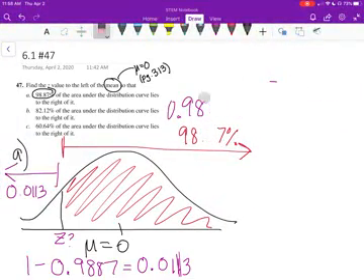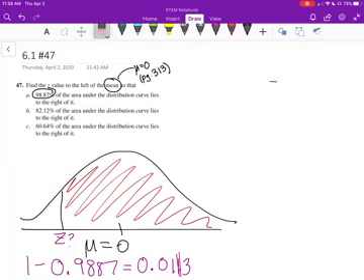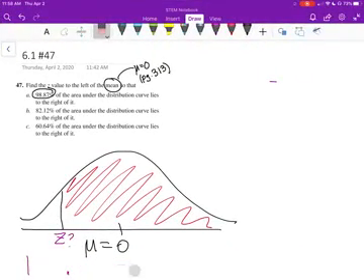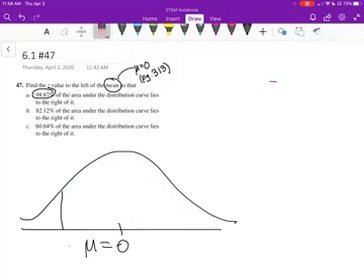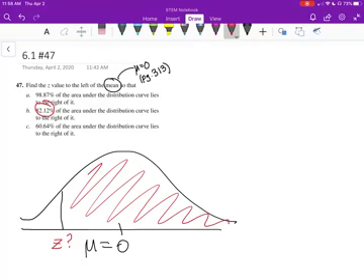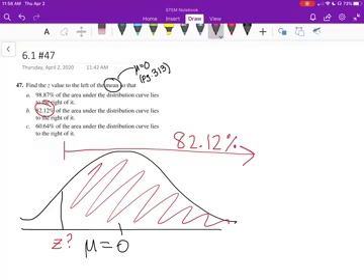Now for B, let's do B. B says they want the area under the distribution curve, 82.12% of the area to the right. So when we do that, same concept, our z value is unknown, that's what we're looking for here. The area to the right of the value, and this area to the right is 82.12%. Convert that to a decimal, divide by 100, it's 0.8212.